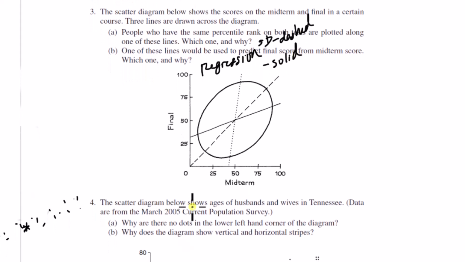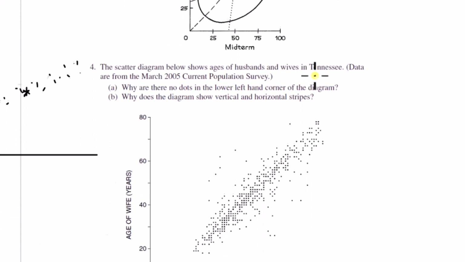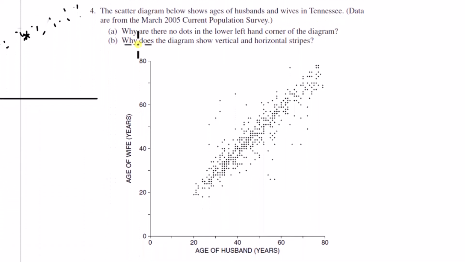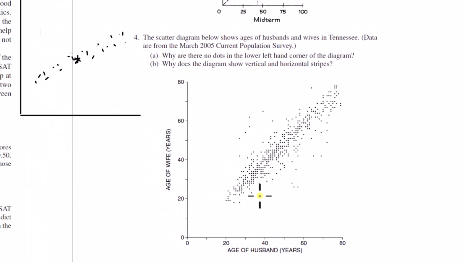The scatter diagram below shows ages of husbands and wives in Tennessee. Why are there no dots in the lower left-hand corner of the diagram? Because, yeah, I mean, people aren't really getting married before age 20. But I'm not sure why there's no data points, so maybe there's some sort of a legal restriction in Tennessee. Why does the diagram show vertical and horizontal stripes? Because ages are going to be reported discretely. You're probably not going to say 20 and a half years old or 42.3 years old. You're just going to give a round number.